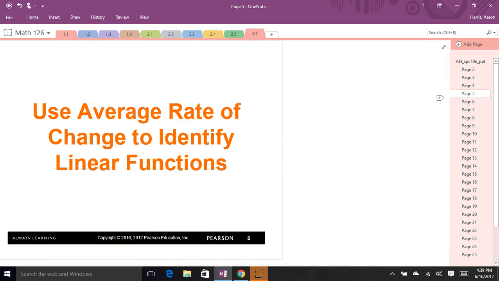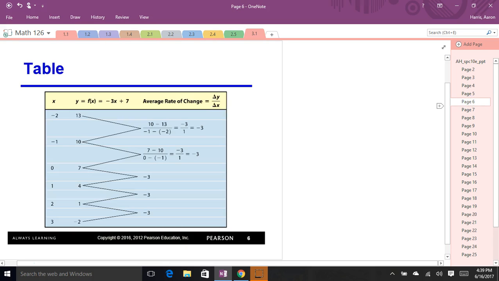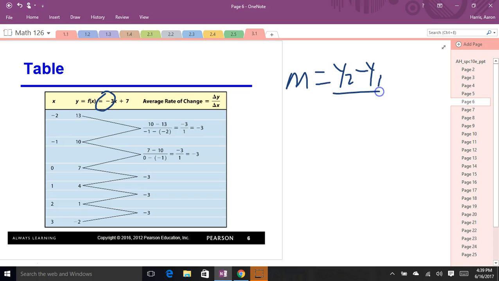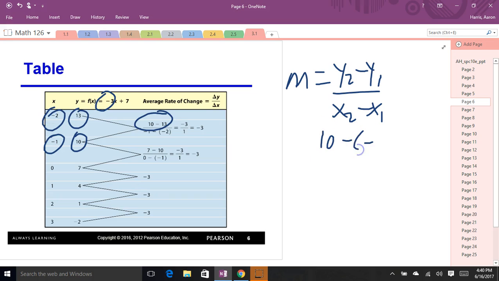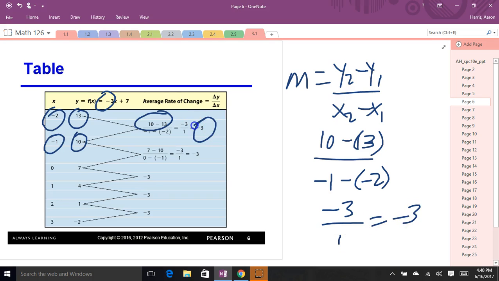Alright, let's use average rate of change to identify linear functions. If you remember, average rate of change is the slope. So on that equation we just worked with, your slope was negative 3. And notice if we ran the slope formula each time, so we took the y2 minus the y1, you see the 10 minus 13 over x2 minus x1, so we have 10 minus the 13 over negative 1 minus the negative 2, you end up with negative 3 over 1. So your slope is negative 3 as shown right there.